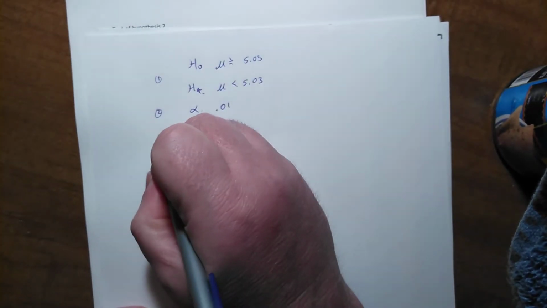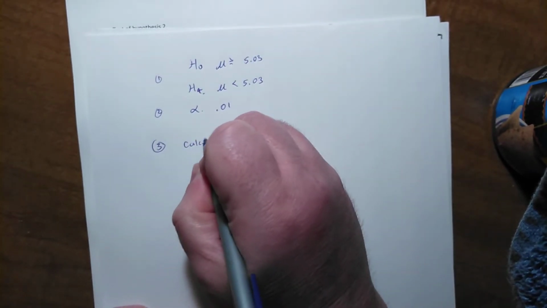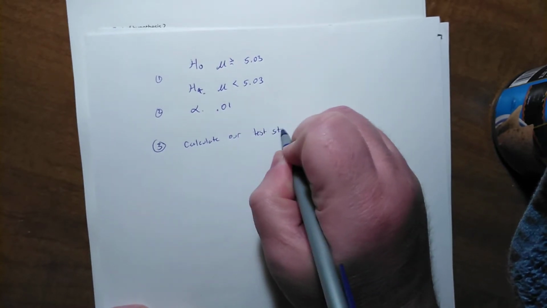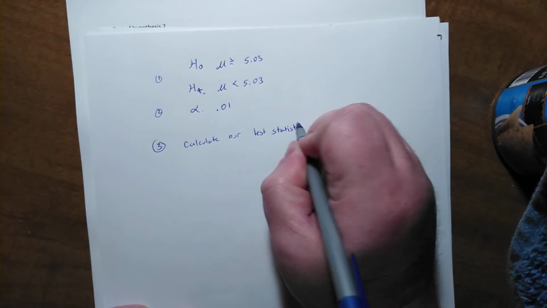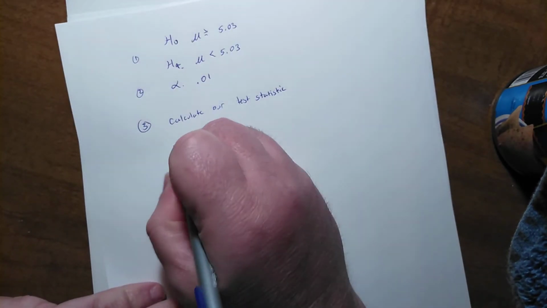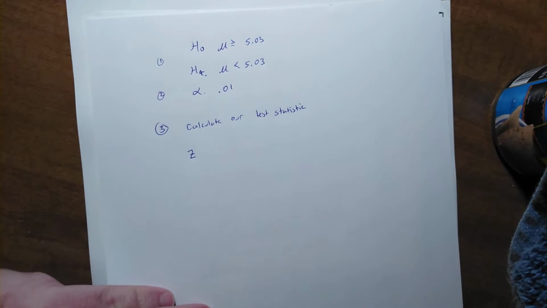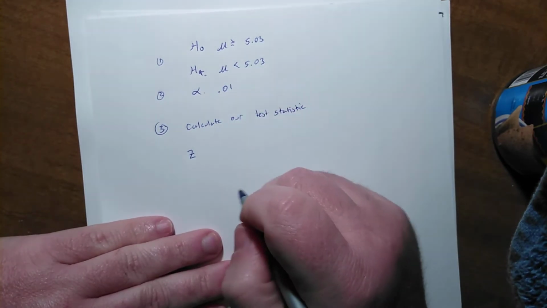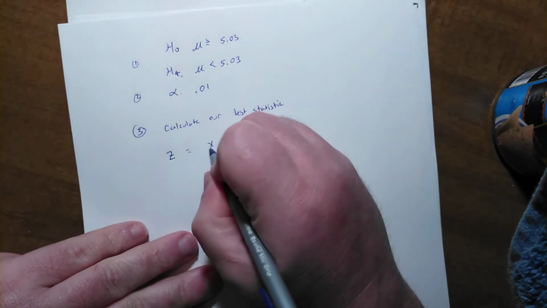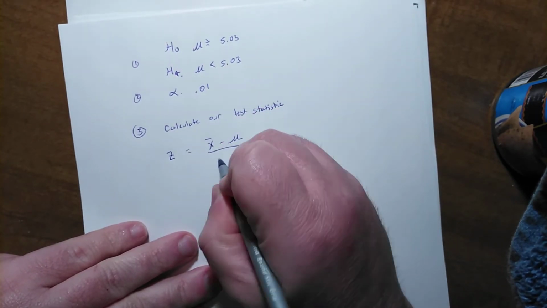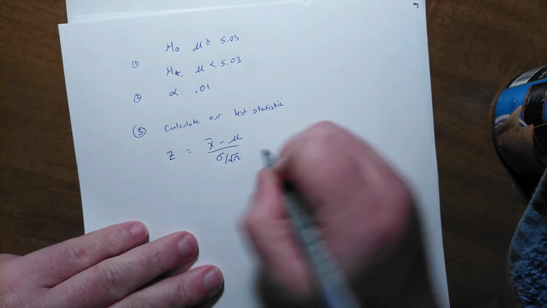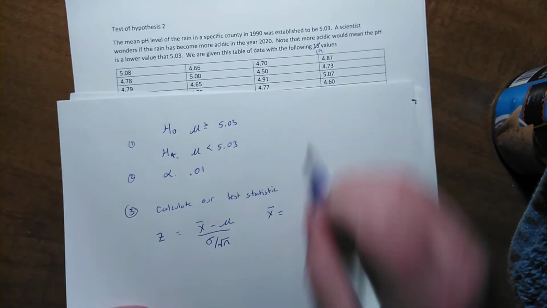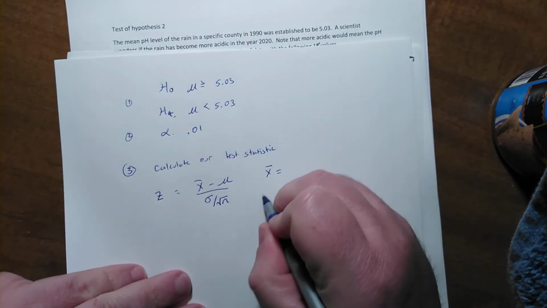Step 3 is we're going to calculate our test statistic. So again, sigma is known. We expect to use z. We've already talked about the fact that this mean is going to be normal, and z is equal to x bar minus mu divided by sigma over the square root of n. And off to the side, I'm going to say x bar, right? That's the average. We don't know that just yet. I'll show you that in a minute.